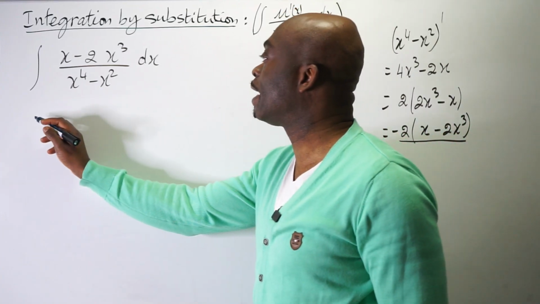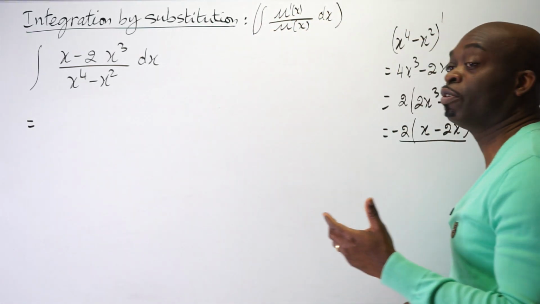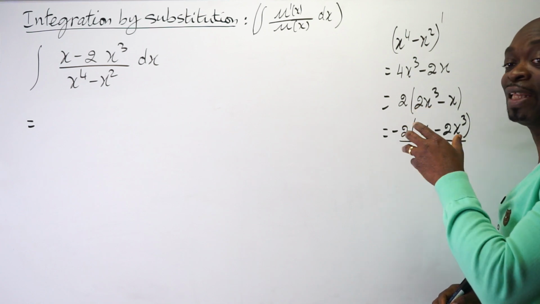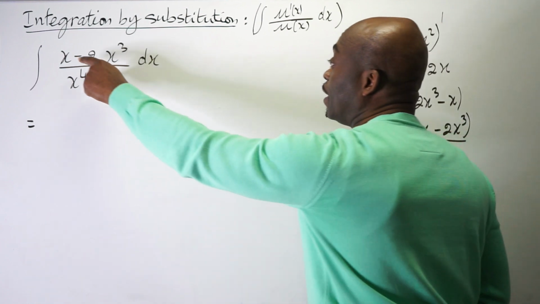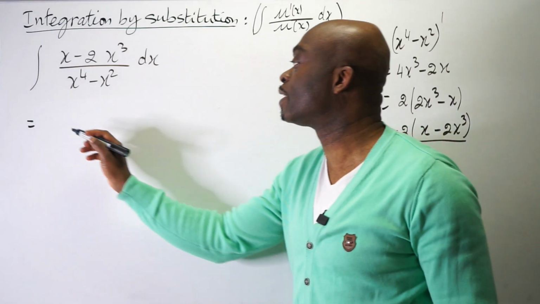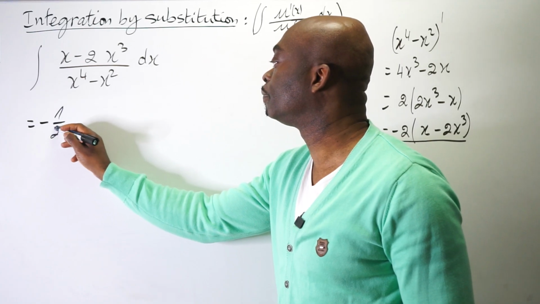So if we're going for it, that means this one is equal to, now we're going to rewrite the problem, because there's something missing. We have a negative 2 inside here, but we don't have a negative 2 here. So we've got to make an adjustment. To make that adjustment, we put this equal to negative 1 over 2.